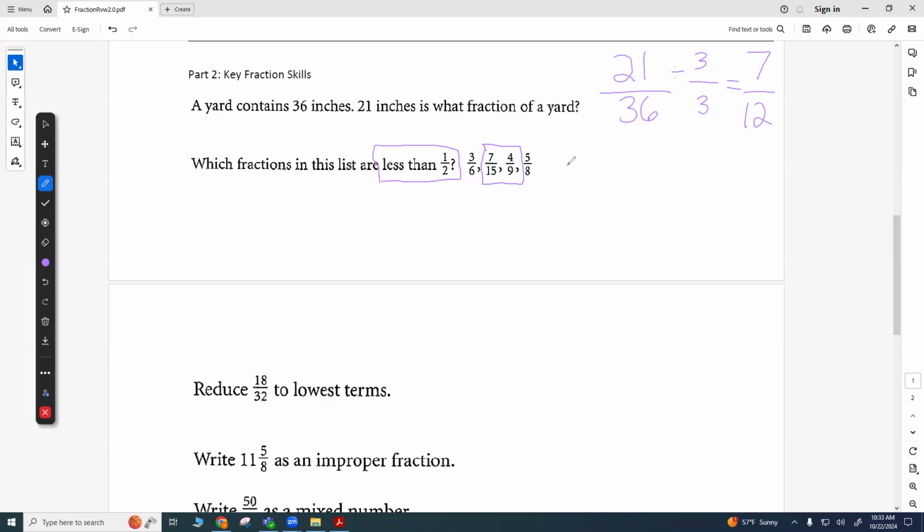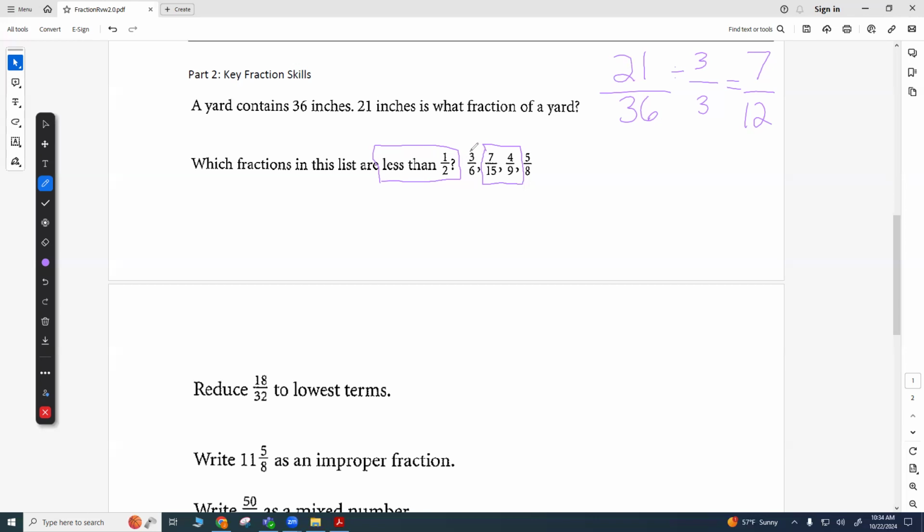Are you saying they're all less than 1/2, Brian? So of course we know that, right? 7 is less than half of 15. 4 is less than half of 9. Now, what about 3/6? Is it greater than, less than, or equal to 1/2? Equal to. Good. How do you know that, Dustin? Sorry. You just do? It's okay if you just do. It simplifies to 1/2, so we know they're equivalent.